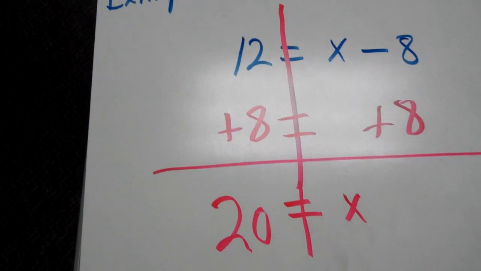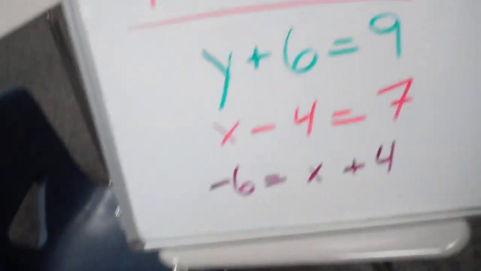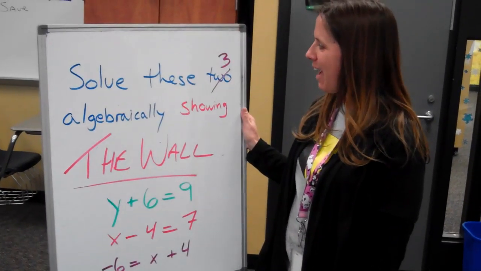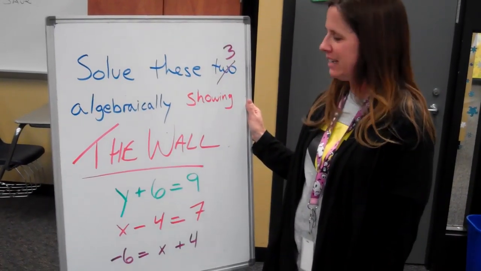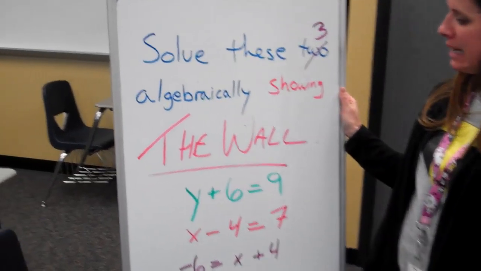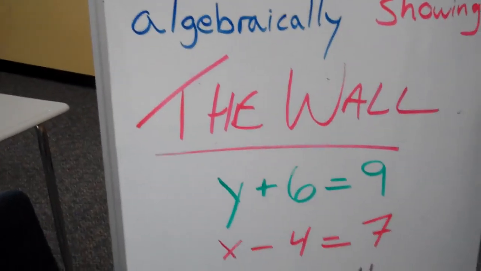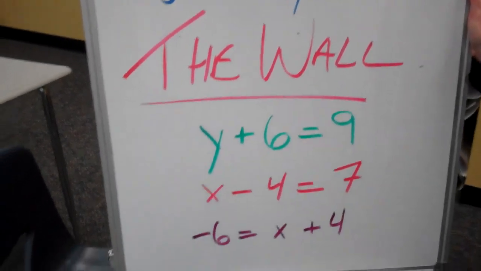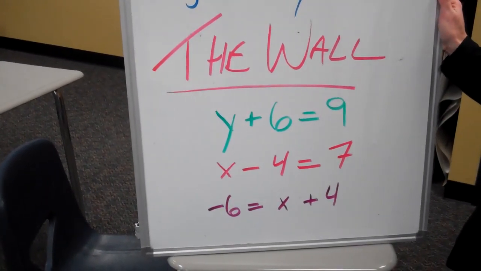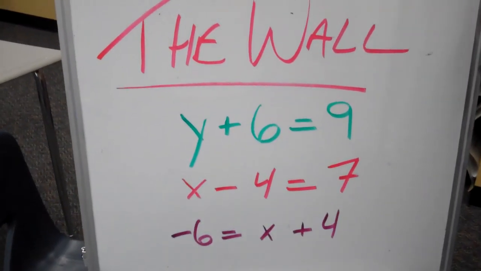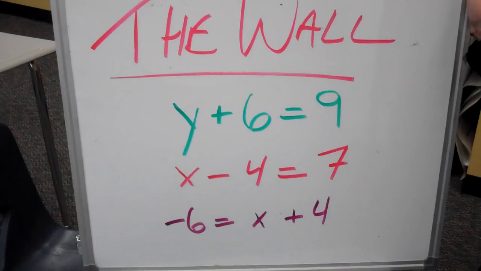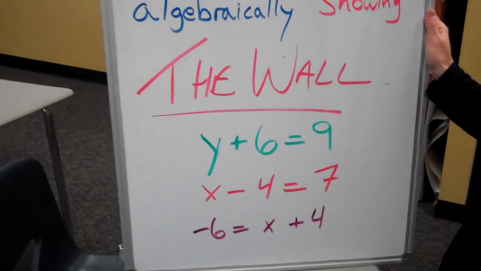By tomorrow, we want to know if you did indeed learn how to solve algebraically. So we have 3 equations that we want you to practice using the wall to show your work. Y plus 6 equals 9, x minus 4 equals 7, and negative 6 equals x plus 4. Good luck.